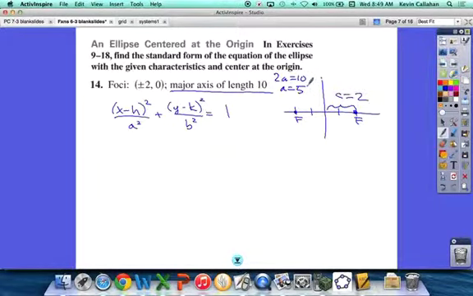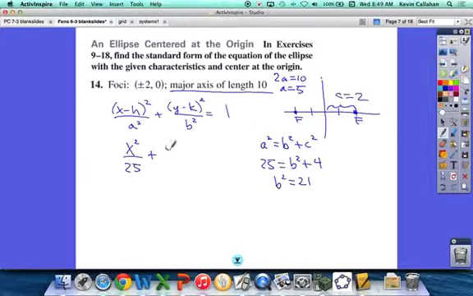How can we find b, since that's what we need to plug in? a squared equals b squared plus c squared, right? So 25 equals b squared plus 4. So b squared equals 21. So now we can fill in for everything, right? x squared over 25 plus y squared over 21 equals 1.